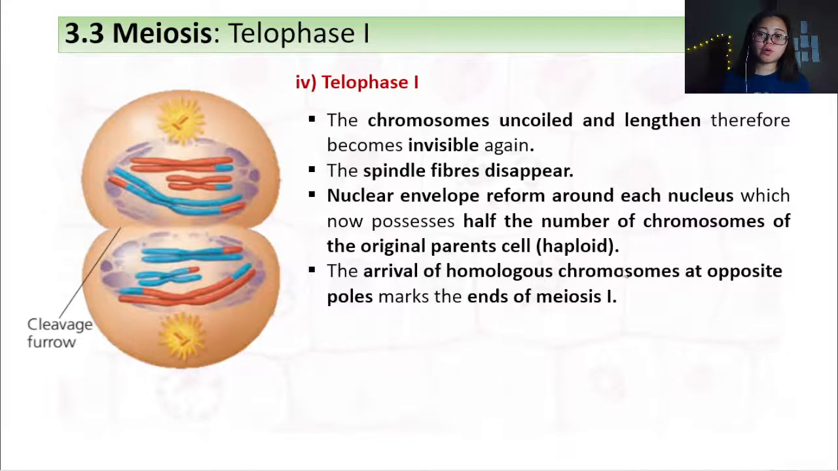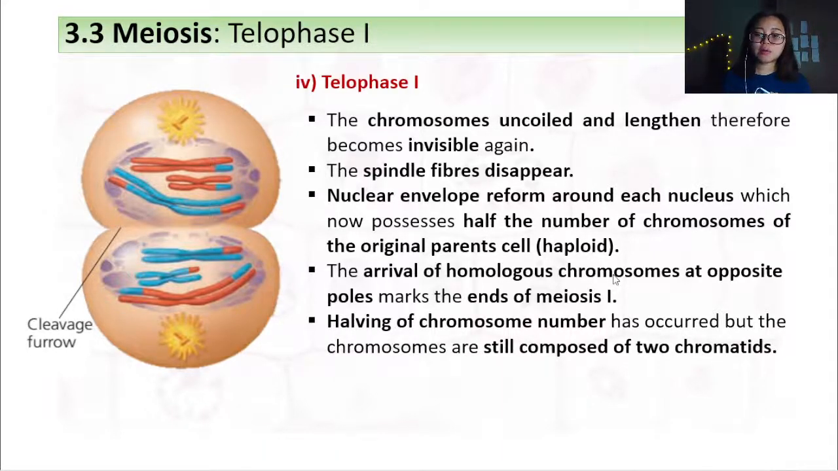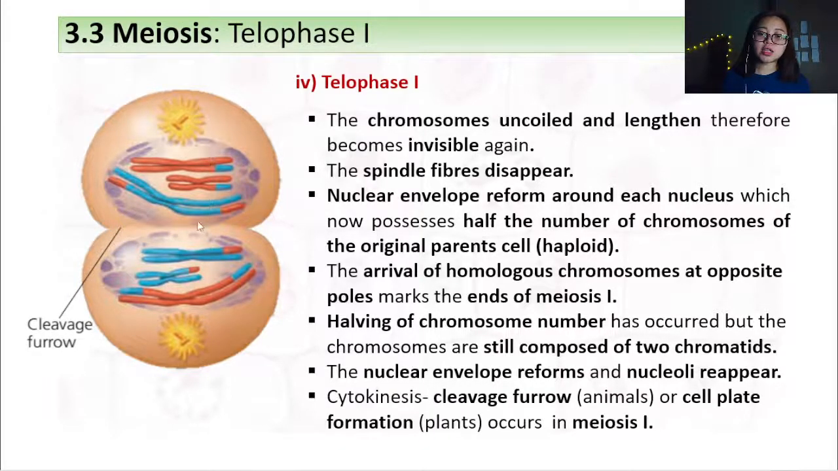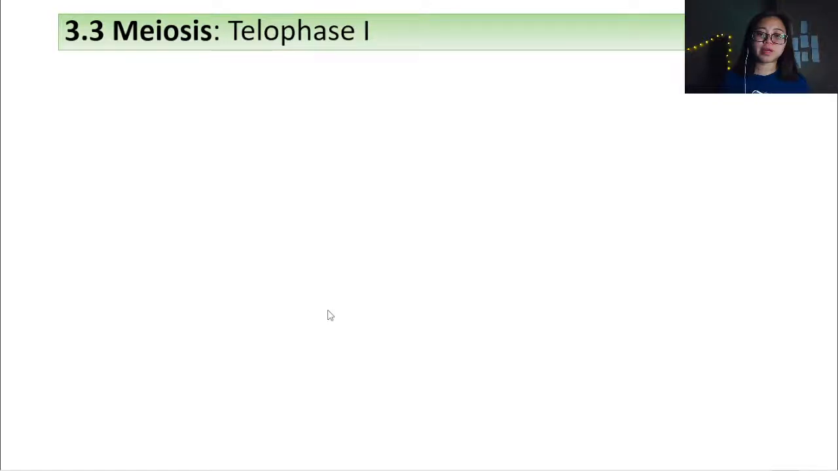The arrival of homologous chromosomes at opposite poles marks the ends of meiosis 1. Bila dia sampai di kutub bertentangan, ini bermakna meiosis 1 sudah berakhir. Halving the number of chromosomes has occurred, but the chromosomes are still composed of 2 chromatids. Sekarang dia haploid, tapi dia masih ada 2 chromatid. The nuclear envelope will reform and the nucleoli reappear. Cytokinesis or cleavage furrow in animals or cell plate formation occurs in meiosis 1. So, okay, mari kita cuba lukis dulu.